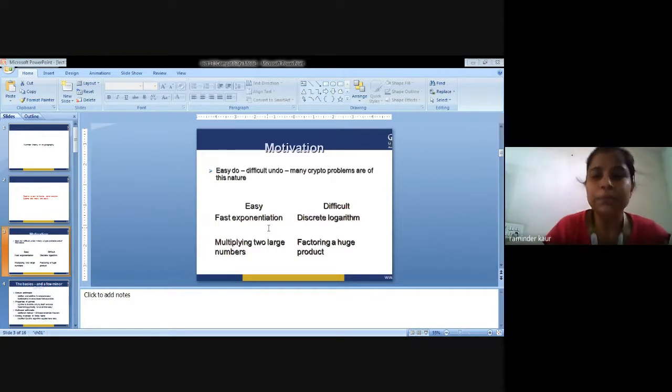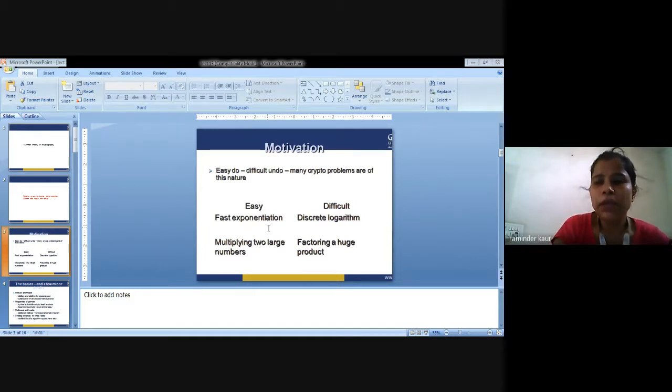So here, what is easy to do is fast exponentiation. Second is to multiply two large numbers. It is very easy. So what is difficult? Discrete logarithm, which we have discussed in the previous lecture. That is difficult to achieve. Next is factoring a huge product. Factoring a huge product is the difficult task.